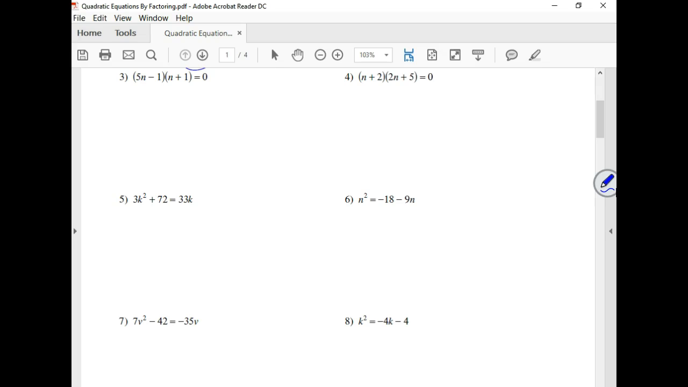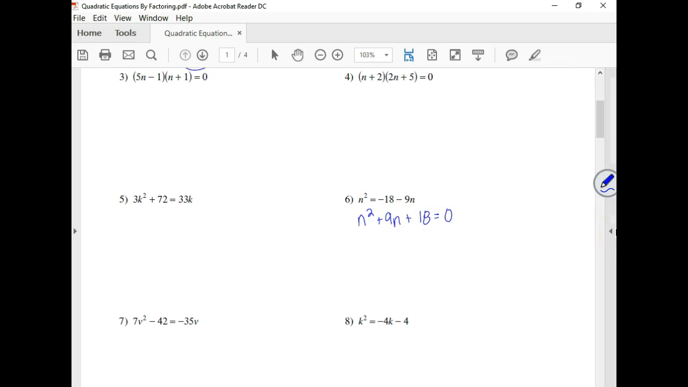So on number 6, even though it means that I'm going to have to move 2 terms instead of just 1, I'm going to move the negative 18 and the negative 9 over to the left-hand side. So we'll have n squared plus 9n plus 18 equals 0. So notice as you move these over to the other side that they change signs. Also notice that I wrote these in descending order. You have your n squared first, your n term next, and then your constant term last.